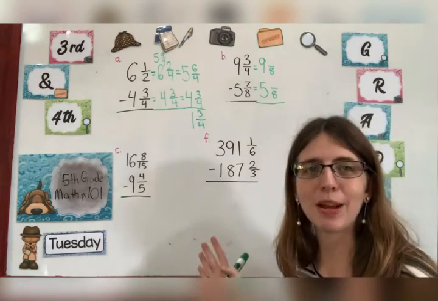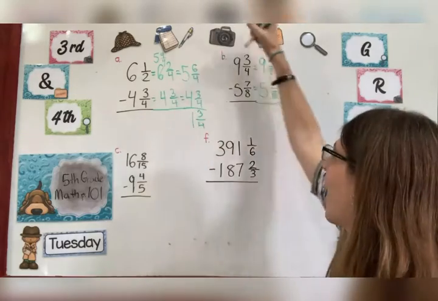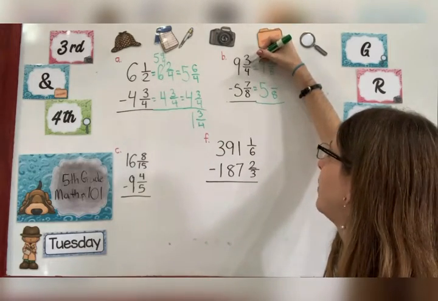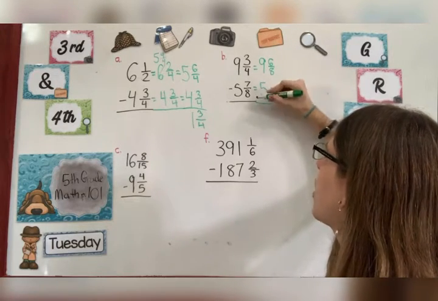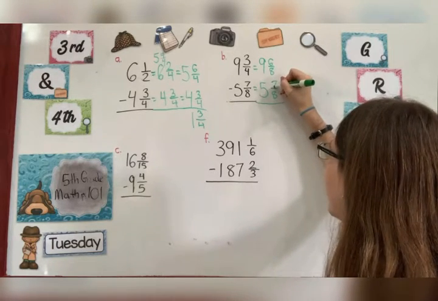Now I'm going to change my numerators to match my new denominators. I divide. 8 divided by 4 is 2. Now I multiply. 3 times 2 is 6. It's my new numerator. Here, my denominator didn't change, so neither does my numerator.